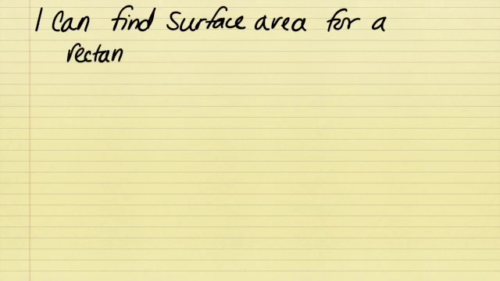Today we're going to be learning the basics about surface area. Okay, so we're only going to do one shape today. It's a funny sounding one though. I can find surface area for, and here it is, rectangular prism. I can find surface area for a rectangular prism.